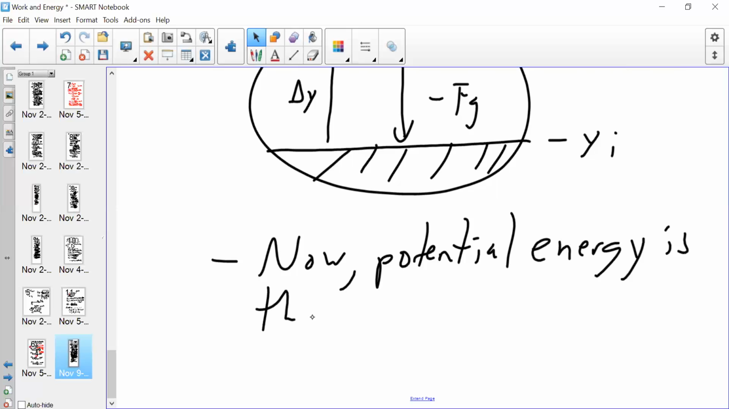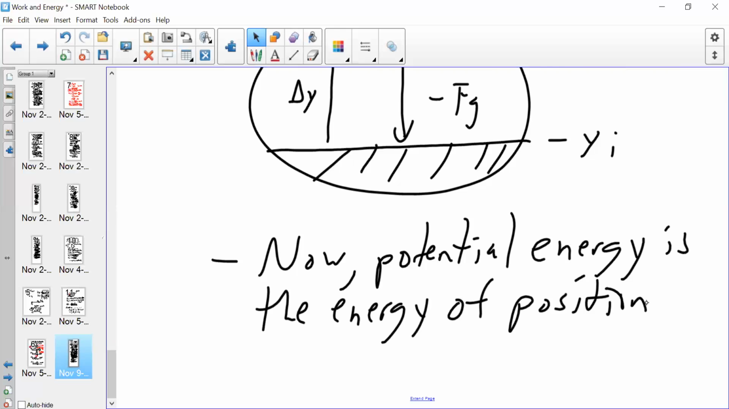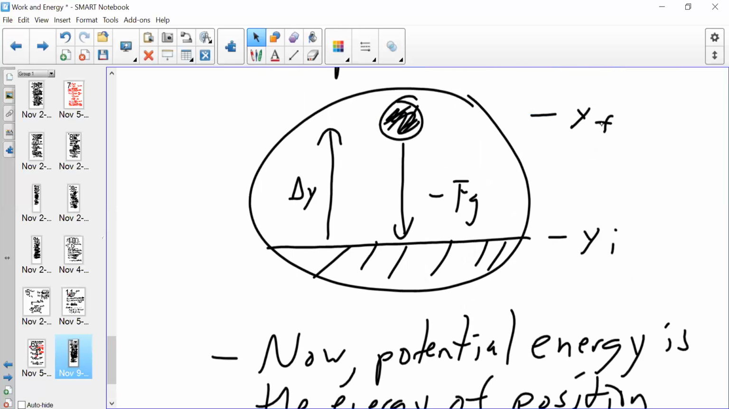I like to call it even further: potential energy is energy of position. So I can have potential energy at this final point here, as long as I have achieved a height, which I have done from going from the initial position to a final position. The potential energy does exist at this point because I have an actual y final. I have an actual height at this point.